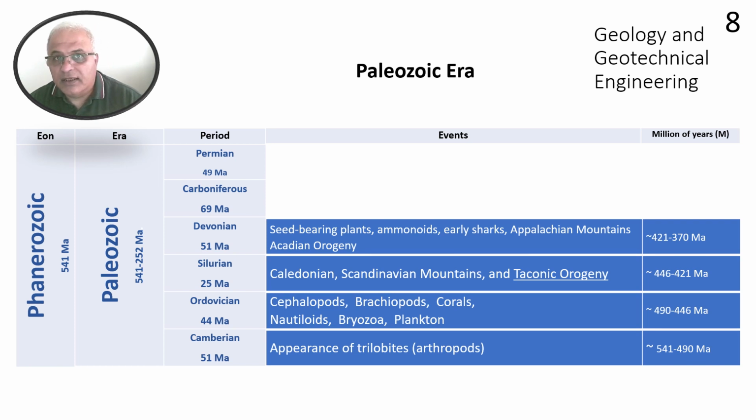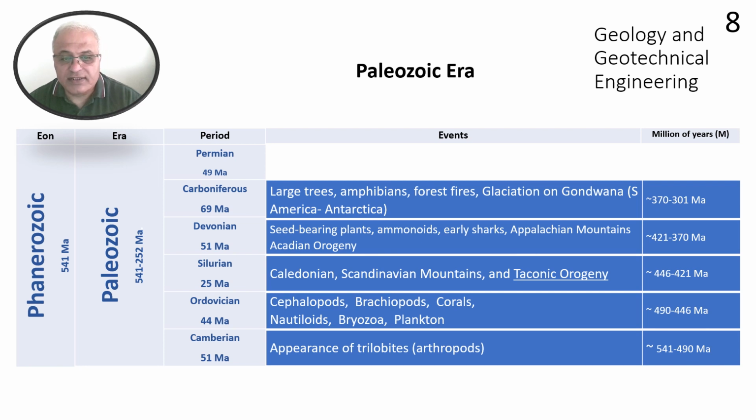The Devonian period is characterized by the spreading and domination of seed-bearing plants and trees, and also ammonoids. Early sharks were found in the oceans of the Devonian, and also orogenies. Many orogenies were recorded in this period, the main ones being the building of the Appalachian mountain chains and also the Acadian in North America, and in Asia, the Ural and Himalayan mountain chains were also built up during this period.